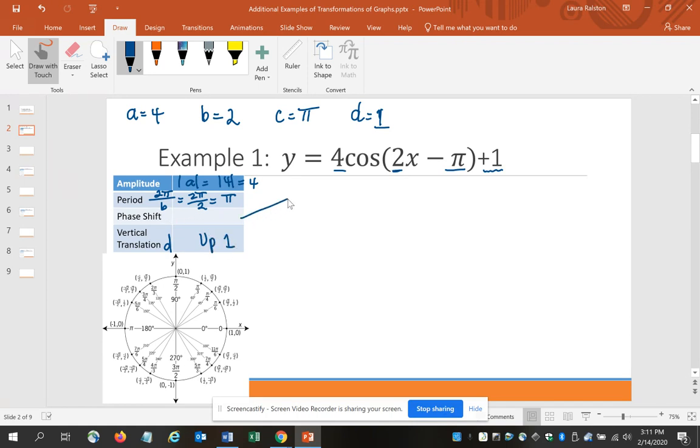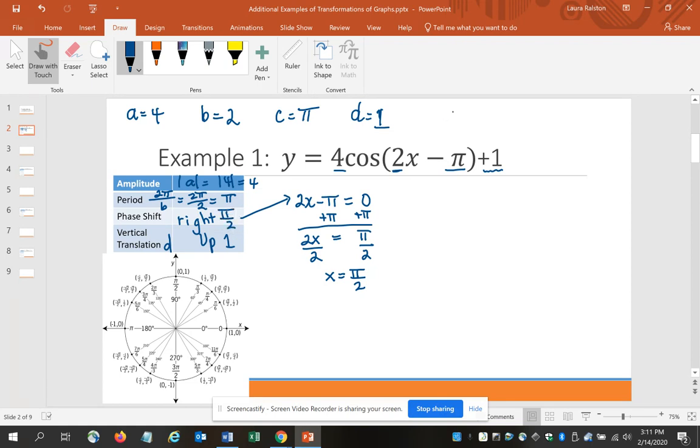With the phase shift, again, the easiest thing to do is to think, okay, 2x minus pi equals 0. And then we're going to solve that for x. So I'm going to add pi to either side. So I have 2x equals pi, divide by 2 on either side of the equal sign. So x is pi halves. Since it's positive, that tells me that I'm going to shift right pi halves units.